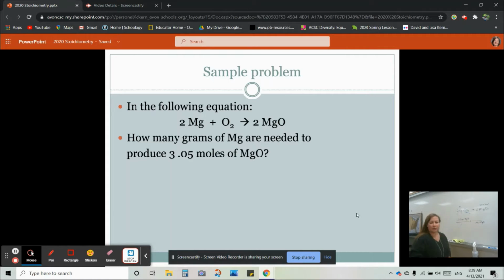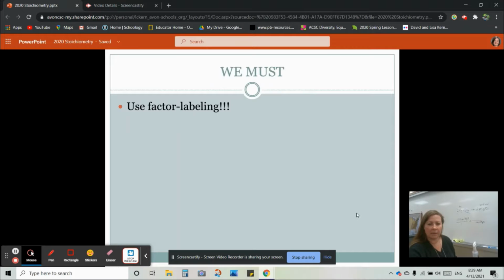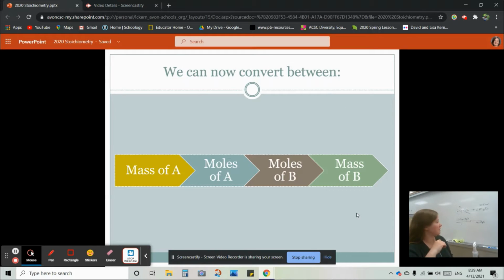Now if we look back at this, it says we can go from mass to moles to moles to mass. But we're starting with moles, so we're starting here with moles of A. So we're going to go to moles of the other substance we're looking for, and then to mass of that substance. So we're going to go to moles of what we're trying to find, and then we're going to put moles of Mg down here, and grams of Mg on the top.